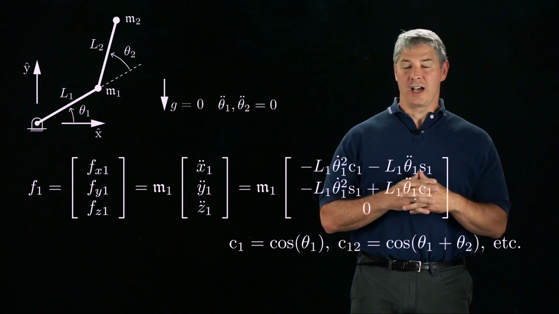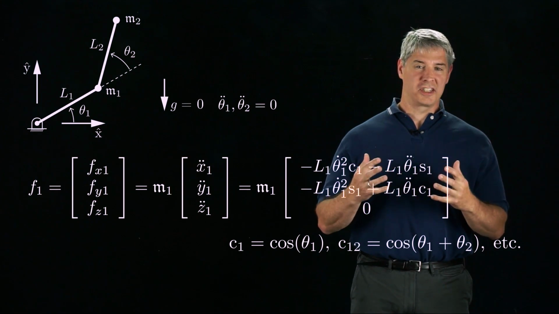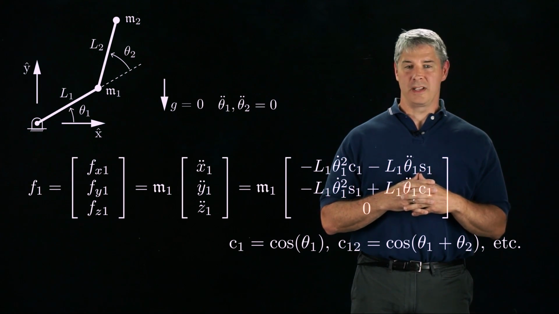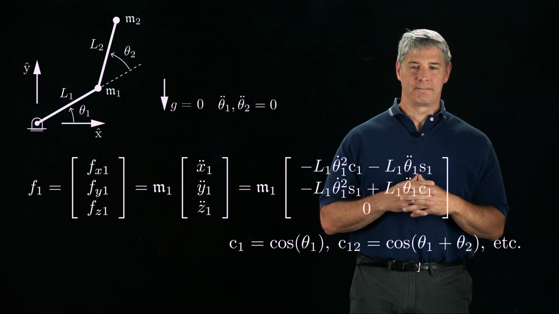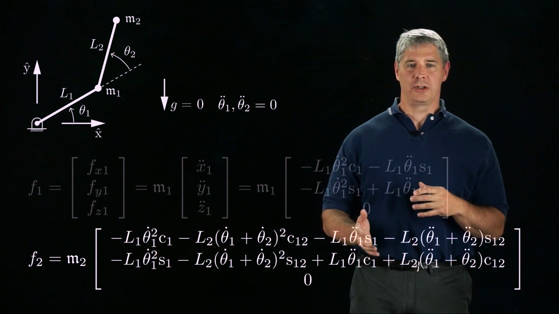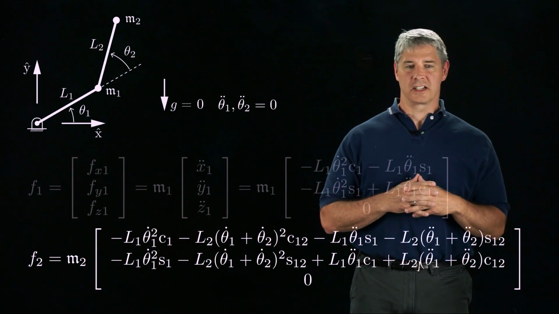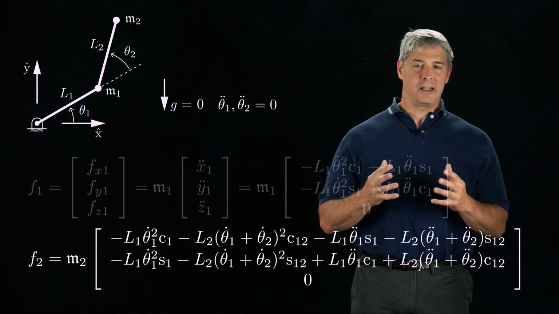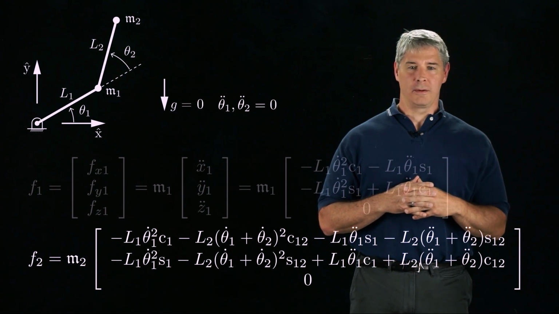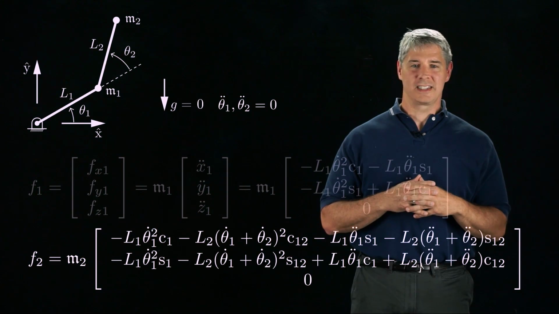Notice that there are joint velocity squared terms. In other words, zero acceleration of the joints does not mean zero acceleration of the mass in the linear coordinates x, y, and z. We could do the same thing for mass 2 and get this expression for F2 in terms of the joint velocities and accelerations. C12 means cosine of theta 1 plus theta 2, and S12 means sine of theta 1 plus theta 2.